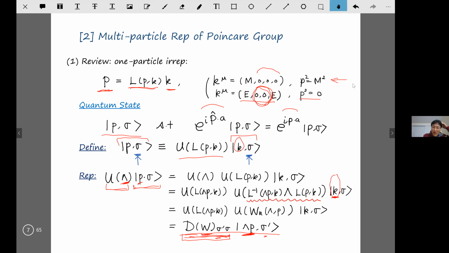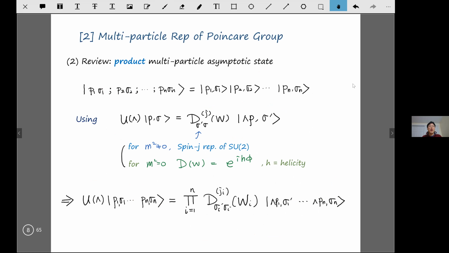Therefore, the representation of the arbitrary one particle state is completely realized or characterized by the little group, not the Lorentz transformation. Okay, so a one particle state is therefore a little group tensor, not a Lorentz vector, if you wish. Okay, I stressed that several times. It is the little group that characterizes the full representation. Okay, this is the one particle state.